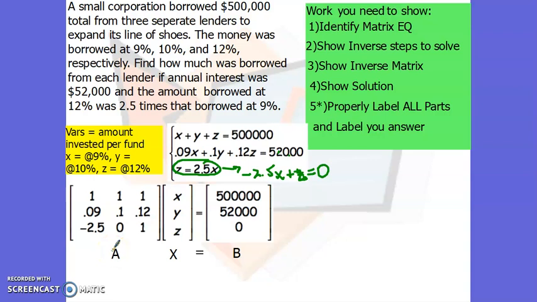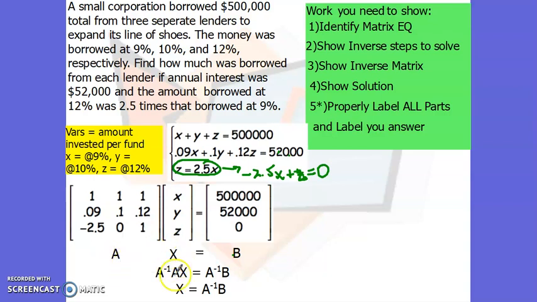But what we can do is multiply a matrix by its inverse. So showing the inverse steps to solve would be our next thing to do. We've set up our system, we've constructed our matrix equation, or identified our matrix equation. Now we want to show the inverse steps to solve, which are right down here at the bottom.